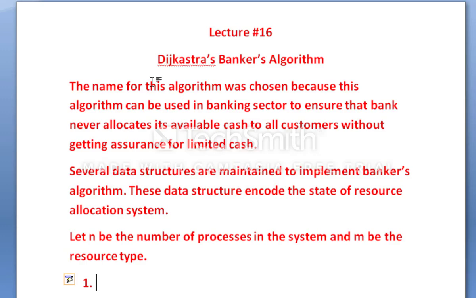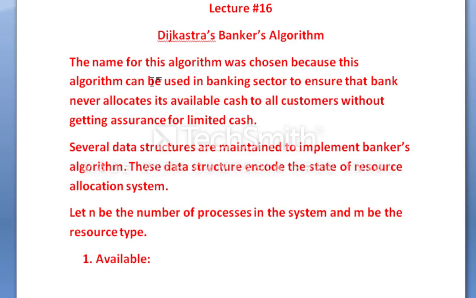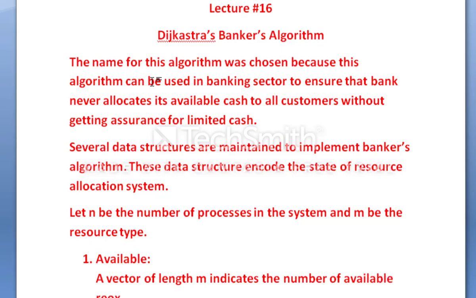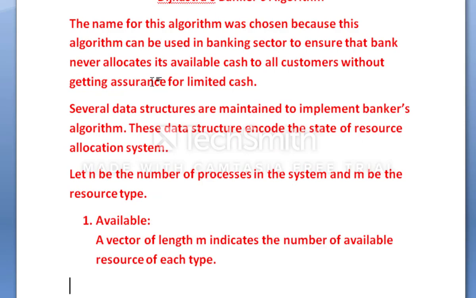The first data structure which we require is Available. It is a vector of length m indicating the number of available resources of each type. So availability shows how many resources we have of each type, right?